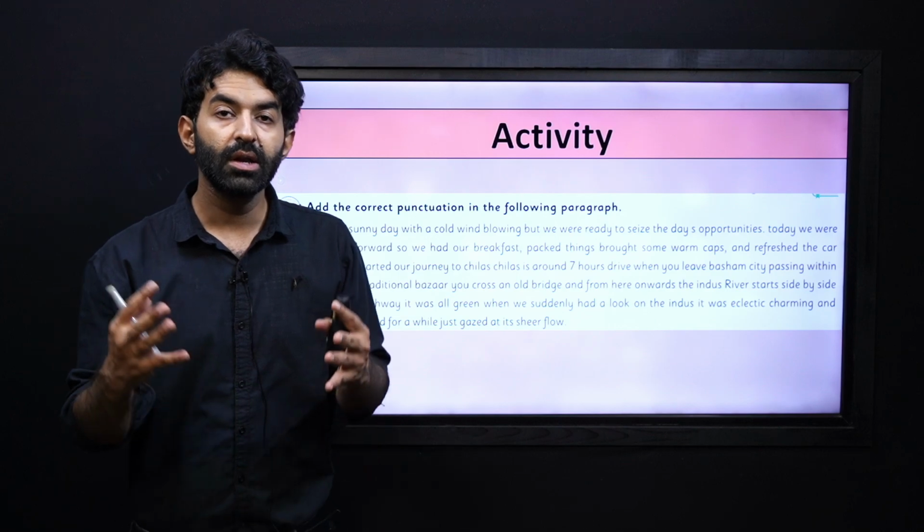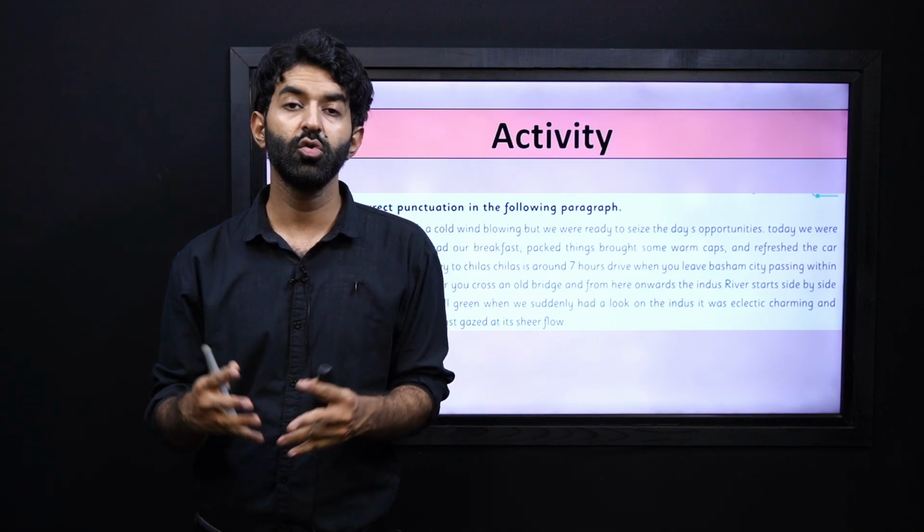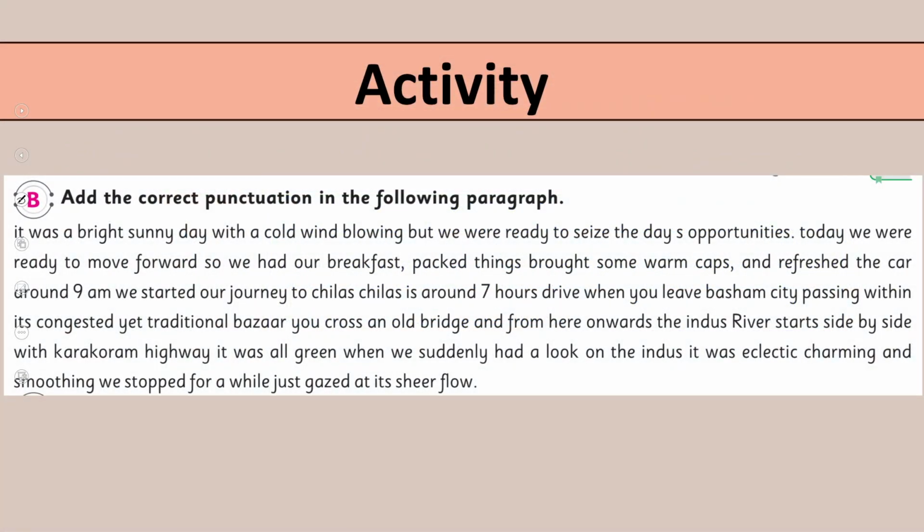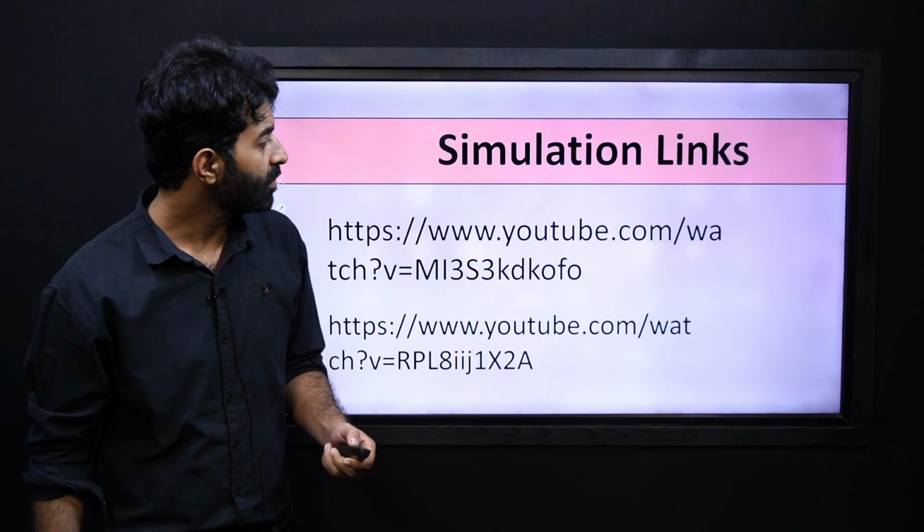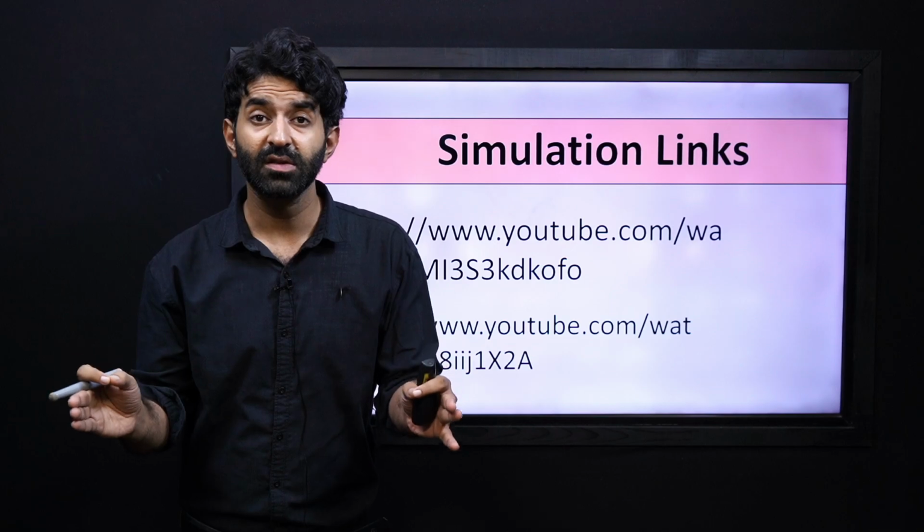Now, after learning and revising all these punctuation marks, you are supposed to read this as an activity and add the correct punctuation in the following paragraph. And this also includes your capitalization. For example, it should be with capital I. It was a bright sunny day with a cold wind blowing, but we were ready to seize the day's opportunity. Yes. Here you will use an apostrophe, that looks like this. It comes right at the top, and that's how you use it to show possession or ownership. You can do the remaining sentences by yourself.